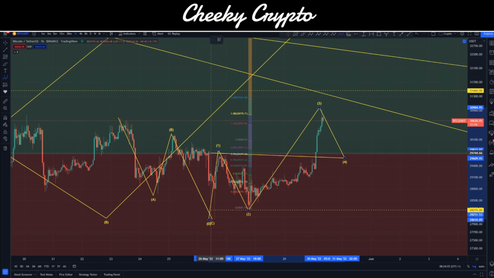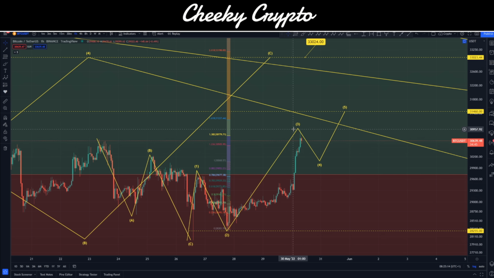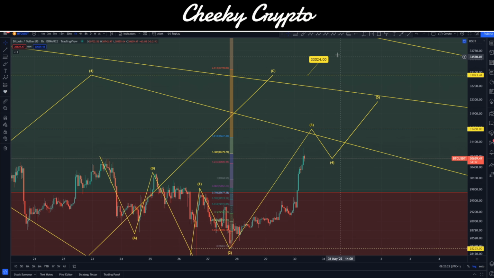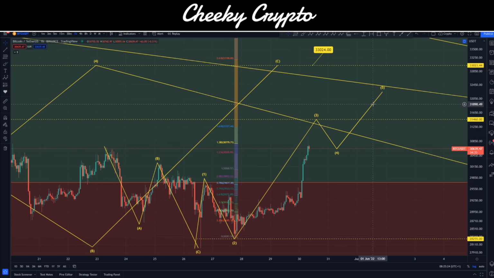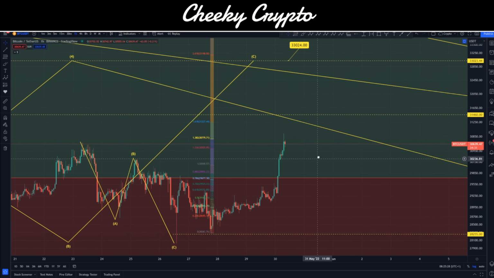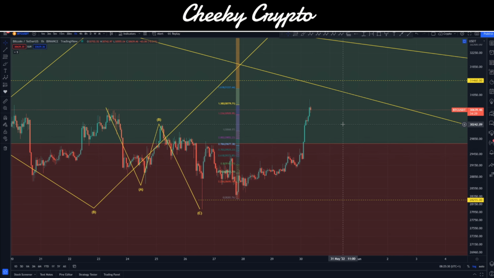But essentially, that's kind of what we're looking at here. It looks like we are either going to have this ABC structure just reach 31,460, or end up with some kind of 5-wave structure like this as well, just taking us up higher. Our original higher target here is $33,224. Obviously, these are all short-term targets, because the macro is very much looking for a pullback.